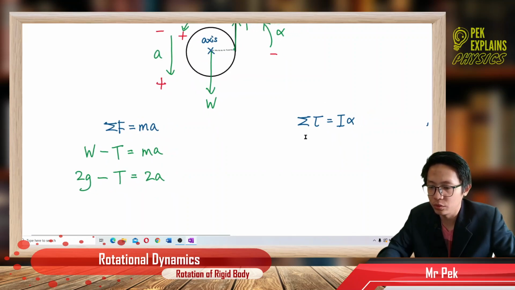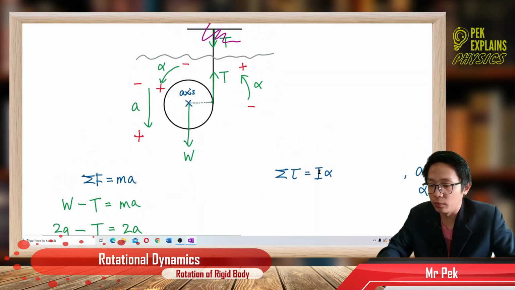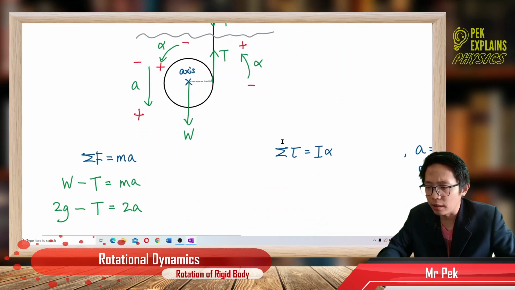So we need to do the total torque equal to I alpha in order for us to do simultaneous equations. Now for torque, we need an axis of rotation. So this thing rotates around the axis of rotation. The axis of rotation is at the center.